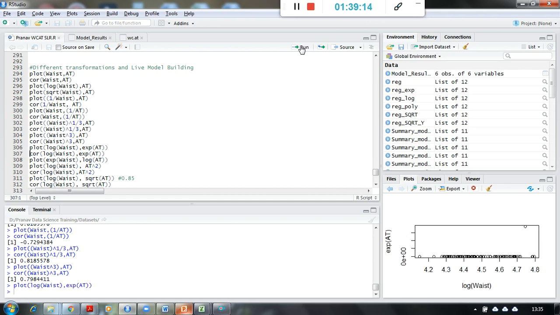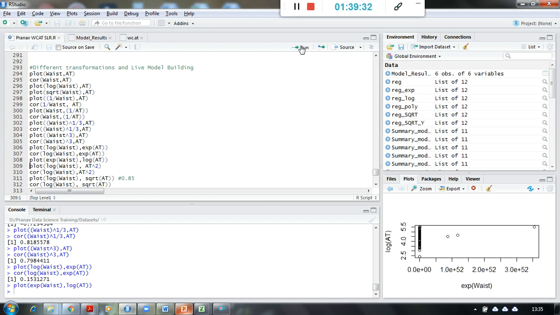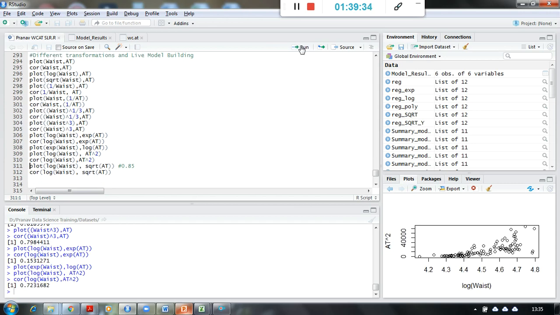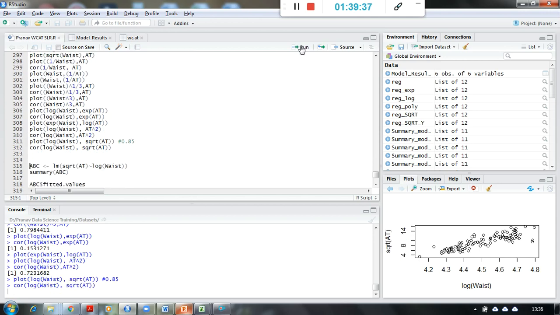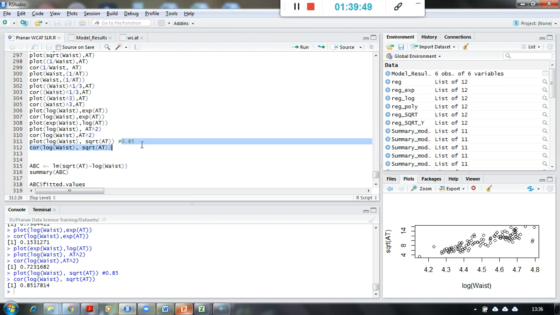Let us plot another. Here I have taken log of waist and exponential of AHT, okay. So it is some funny sort of mathematical equation. If there is a person who is not understanding the plotting and all, you can simply go on trying like this, okay, and keep checking the correlation. Once you get a better correlation, like in this case, let us see, 0.85. So 0.85 is the best correlation we have got, for this transformation, that is, we have taken log on waist and we have taken square root of AHT. Okay, we got 0.85 as correlation.